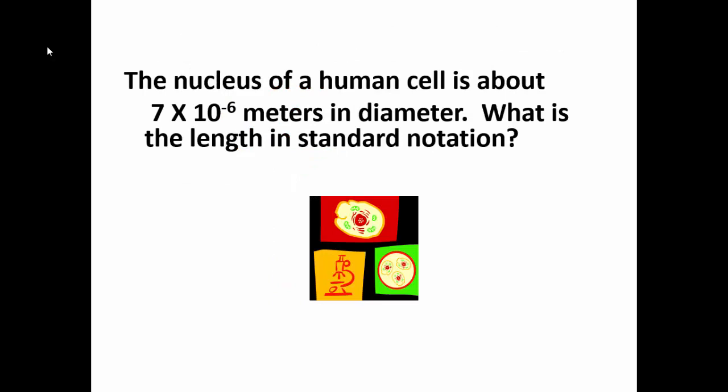Here we have a real life example, and it's talking about the nucleus of a human cell, and it is about 7 times 10 to the negative 6 meters in diameter. Diameter is one of the words we're going to get to know in our vocabulary. So what is the length in standard notation? If we move it negative 6, that means we are going to make our number small, and that will give us a decimal, 0.000007.